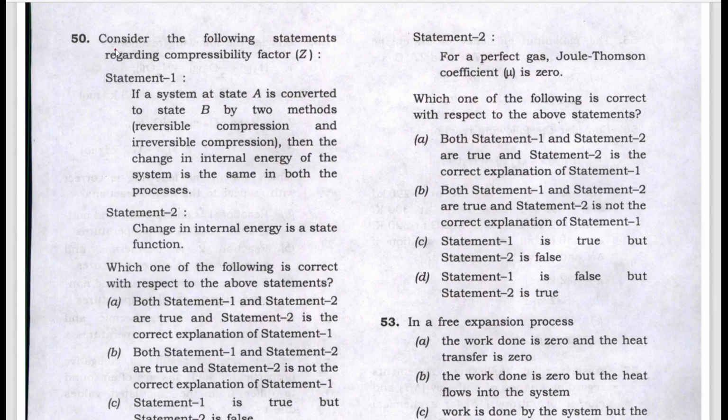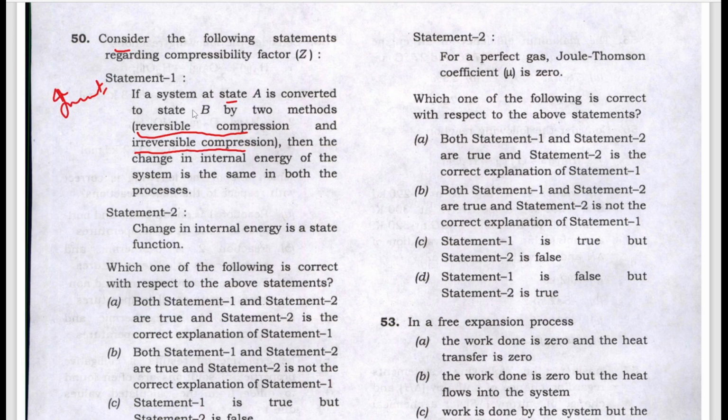Next question is, consider the following statements regarding compressibility factor. Statement 1 is, if a system at state A is converted to state B by two methods, one method using reversible compression and the other irreversible compression, then the change in internal energy of the system is the same in both the processes. This statement is false. This is an incorrect statement.